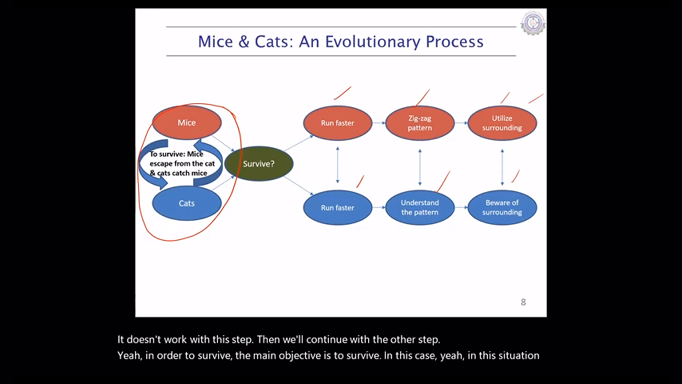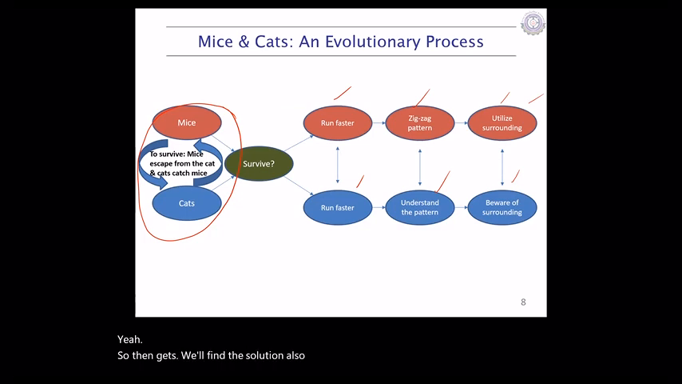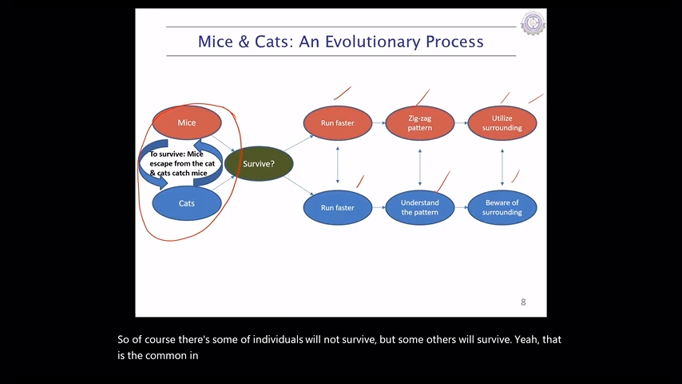Cats also the same. Cats have to survive. So then cats will find the solution also. So based on this, which one will survive? Of course, some individuals will not survive, but some others will survive. That is common in an evolutionary process.